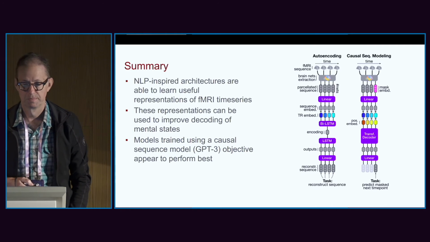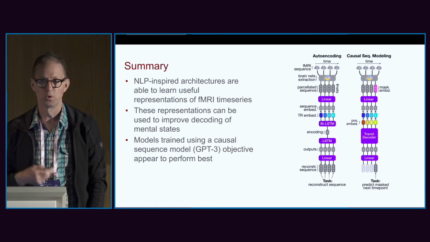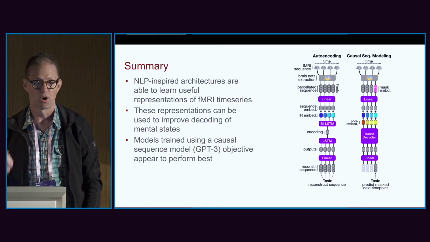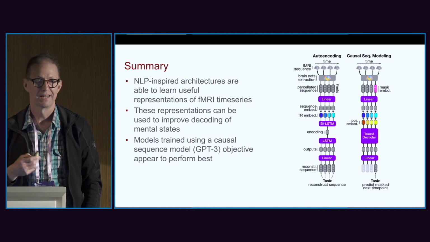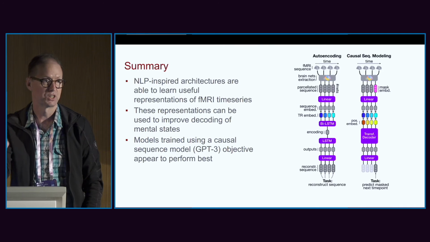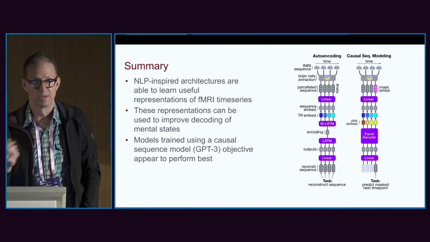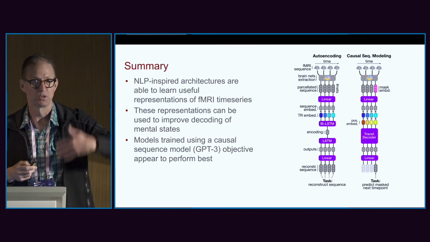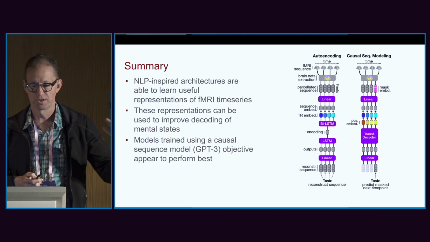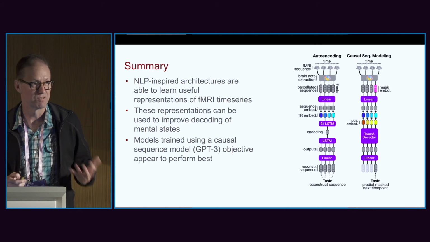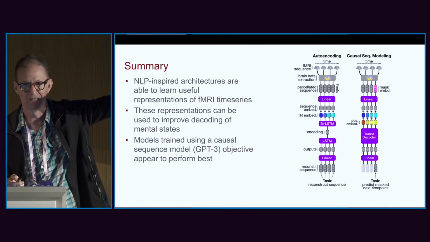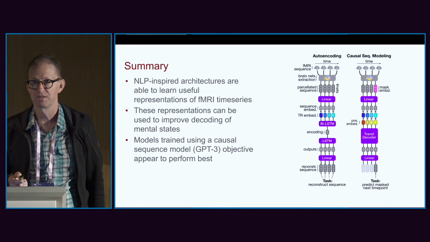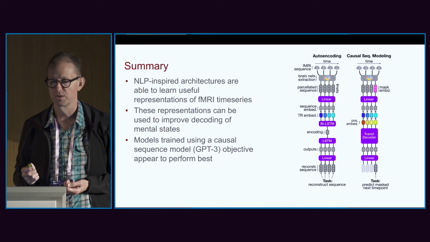Okay, so in summary, we think that tools that have been developed from natural language processing, architectures for learning from natural language, seem to be really useful for learning the structure of fMRI time series and then ultimately letting us make predictions about what's going on, by adapting those models to the decoding of mental states. And this causal sequence model, the GPT-3 objective, seems to be the best one. I mentioned the BERT objective seems to fall at or below where that sequence-to-sequence model was. Better than linear, but not as good as the others.